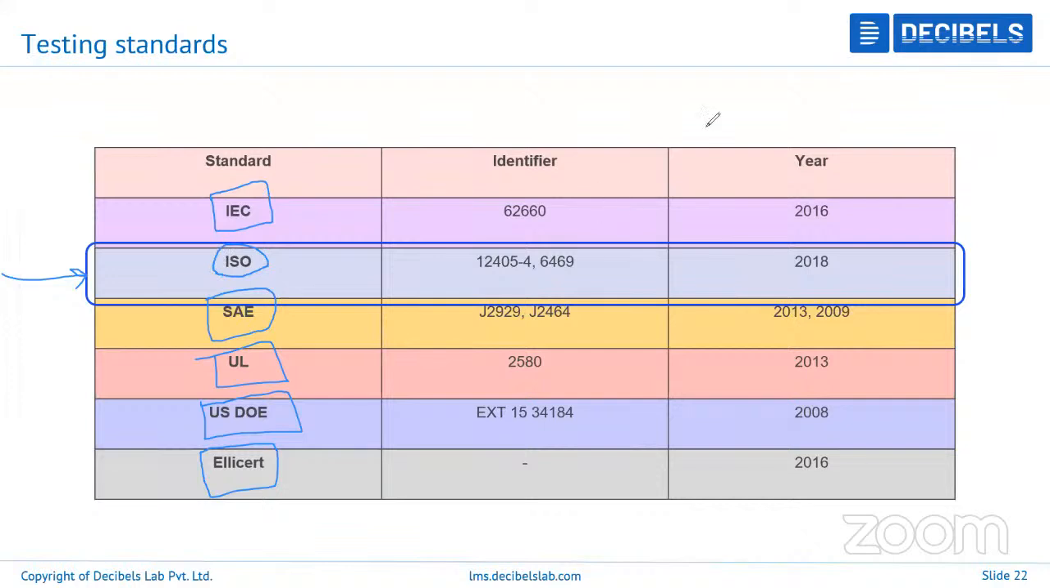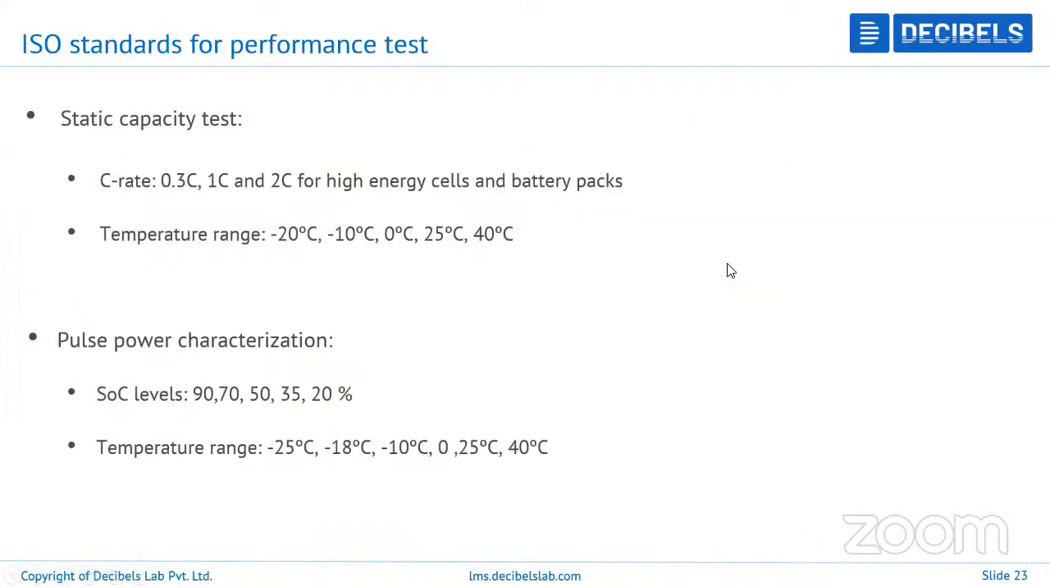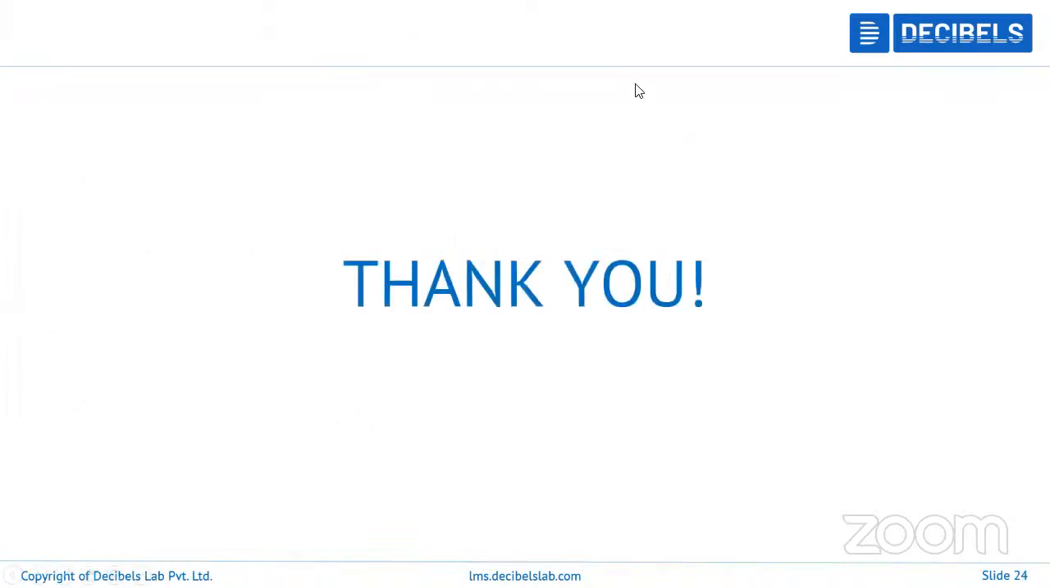With that we have come to the end of today's session, and finally we can see the last bit of information. Just as an example, what ISO specifies should be the different currents and different temperatures for performing these tests. At each of these C rates and each of these temperatures, the static capacity test must be performed. So thank you all. This is the end of our session for today.